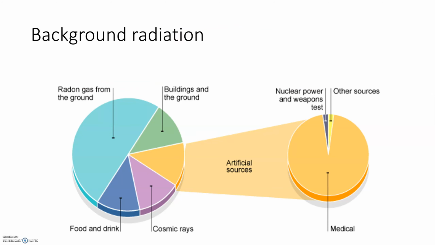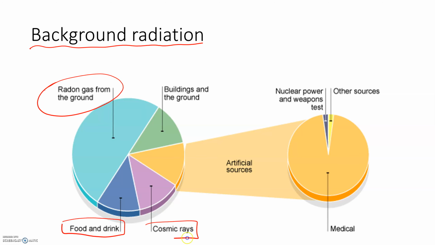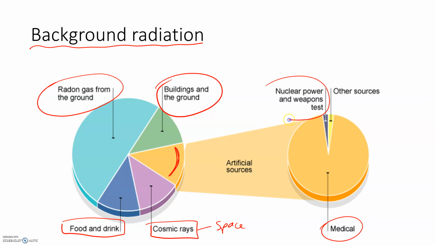Now, radiation happens to be all around us, and this is what we call background radiation. It's natural. A lot of it comes from radon gas from the ground, some from food and drink. For example, bananas are slightly more radioactive. Cosmic rays come from space, and this is why you get a high exposure when you're in a jet plane, because you're higher up, so there's less atmosphere absorbing them. Buildings also emit some, and then there are artificial sources, mainly medical, and a small amount from nuclear weapons and power stations.